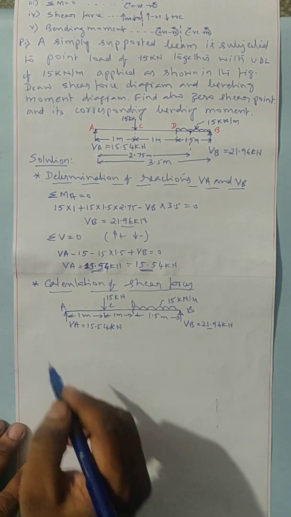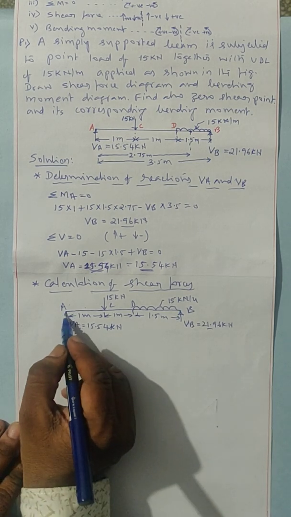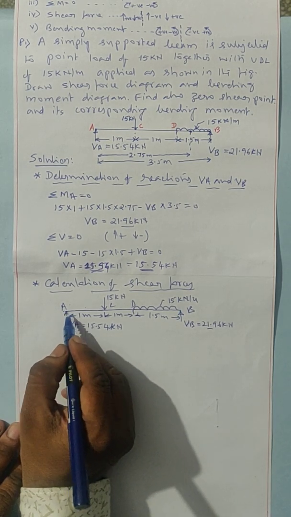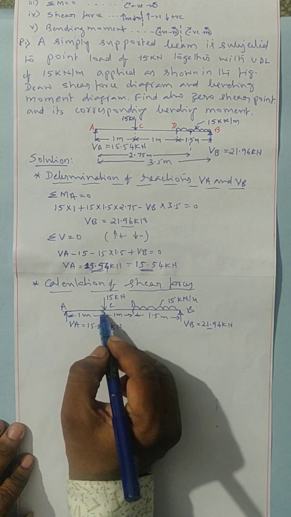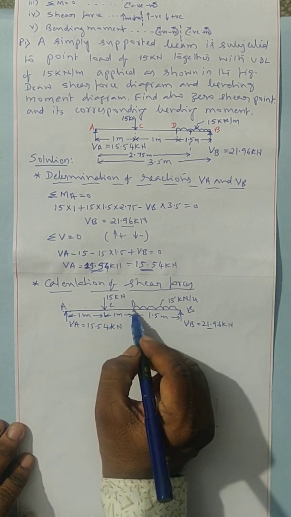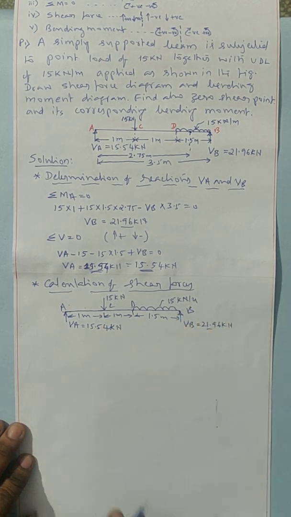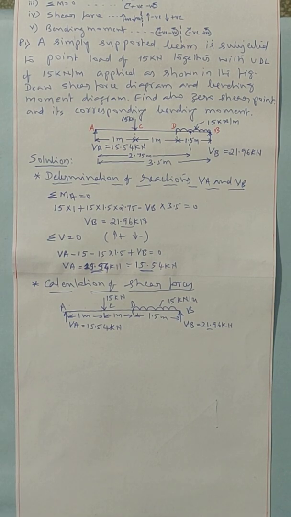Now I am taking the shear force A left. If a point load is there, I am taking left as well as right. This also has a point load, left, right. This is not a point load at D only. This is a point load, left, right. If a point load is there, I am calculating the shear force left and right.